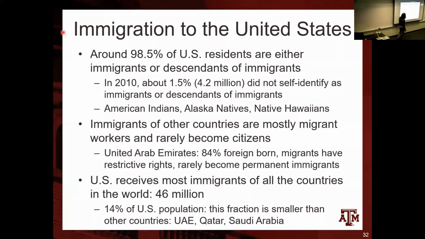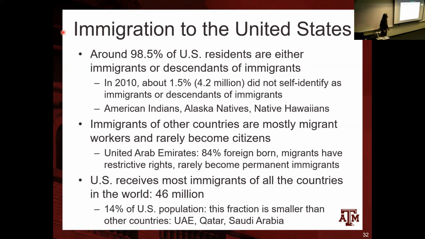For example, in the United Arab Emirates, 84% of the population is foreign-born. However, migrants have restricted rights and rarely become permanent immigrants. In the US, it's not easy to get a green card or become a citizen when you arrive here as a first-generation immigrant, but the chances are higher than what we see in other countries.